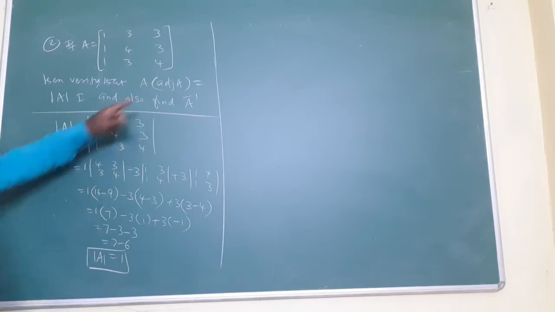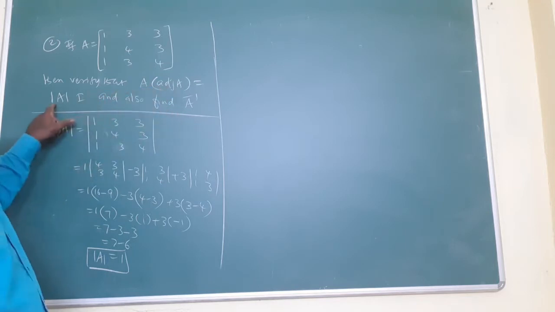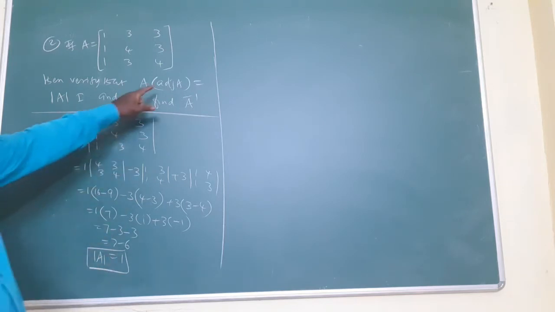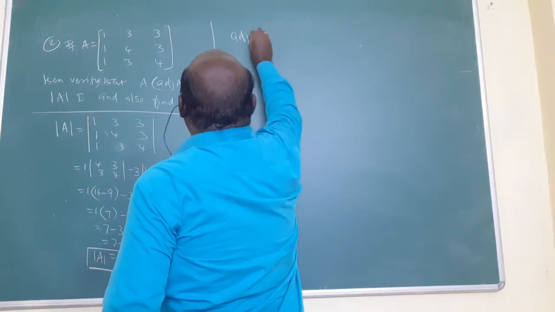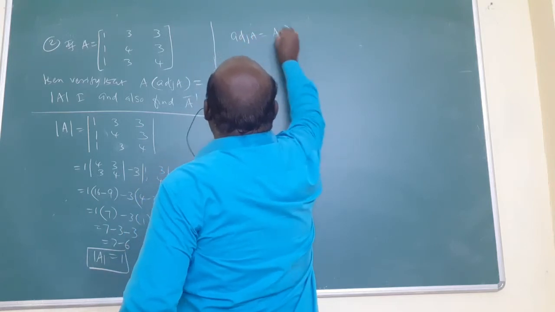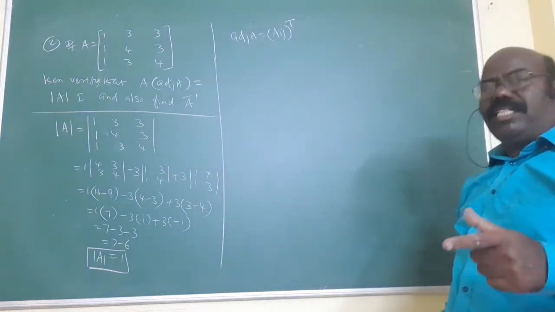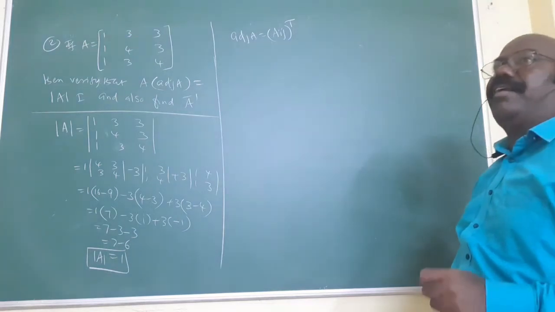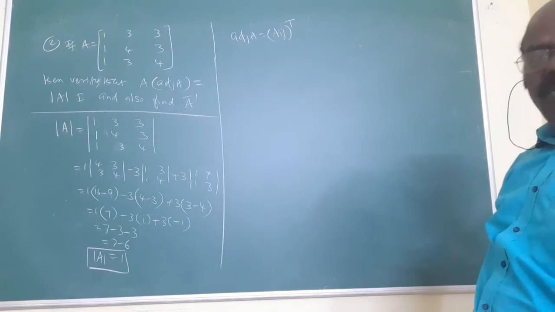Next, you will find Adj A. After finding this and this, we get this answer. And also find A inverse. This is the final question. Let the calculation come. To find Adj, Adj means what formula? Adj A is equal to Aij power T is the formula. I already told you Adj is nothing but the transpose of the cofactor matrix. The Aij represents the cofactors, so Adj means transpose of the cofactors.